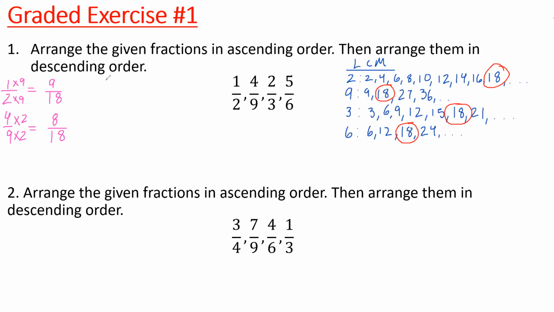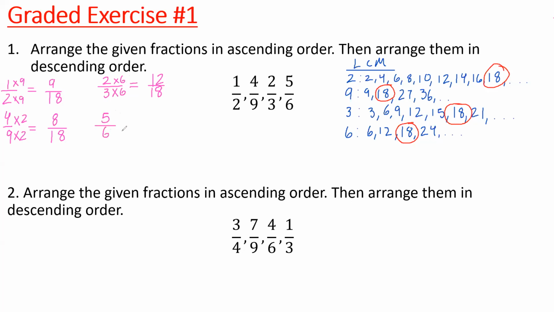And then what do we have for this one? 2 over 3. Good. Multiply top and bottom by 6, because 6 times 3 is 18. That's correct. So this is 18. 2 times 6 is what? 12. Good. So that's 12 over 18. And then we have 5 over 6.